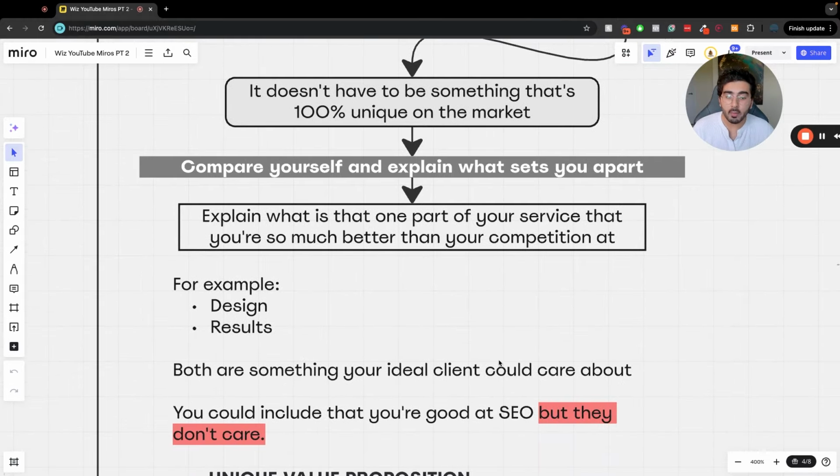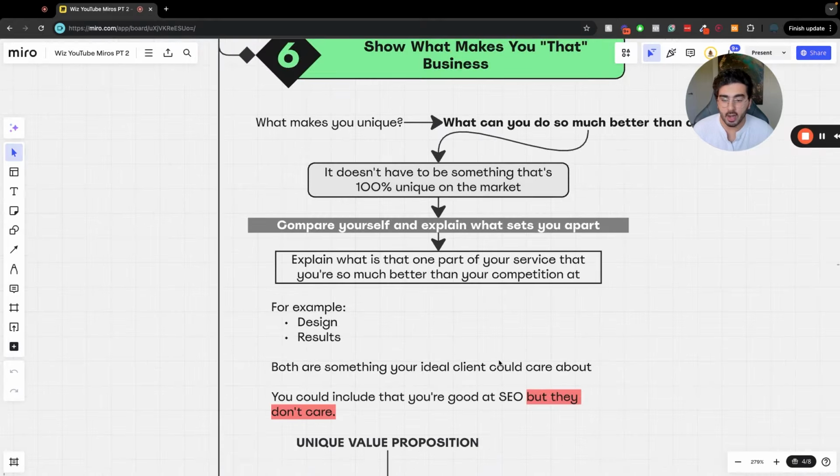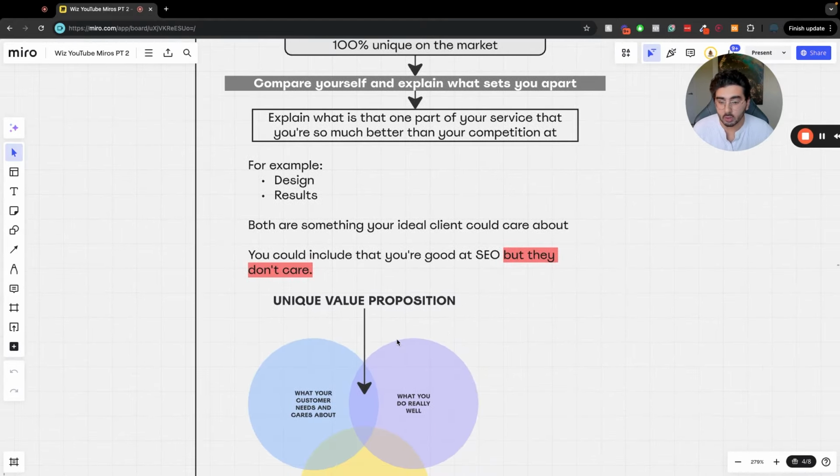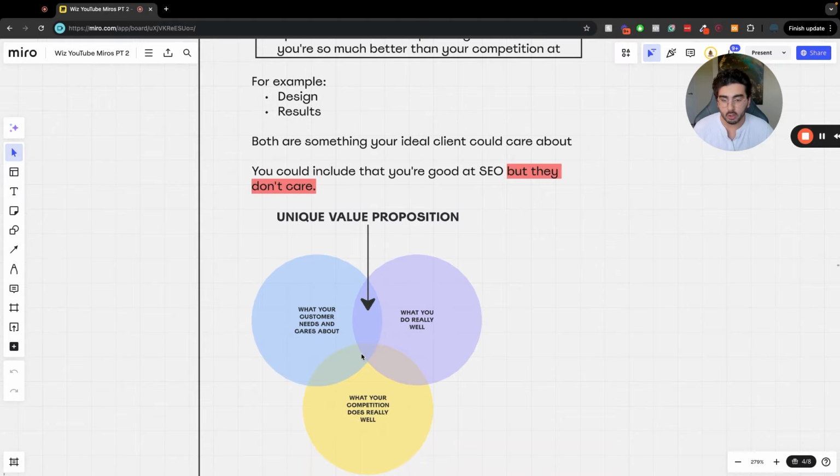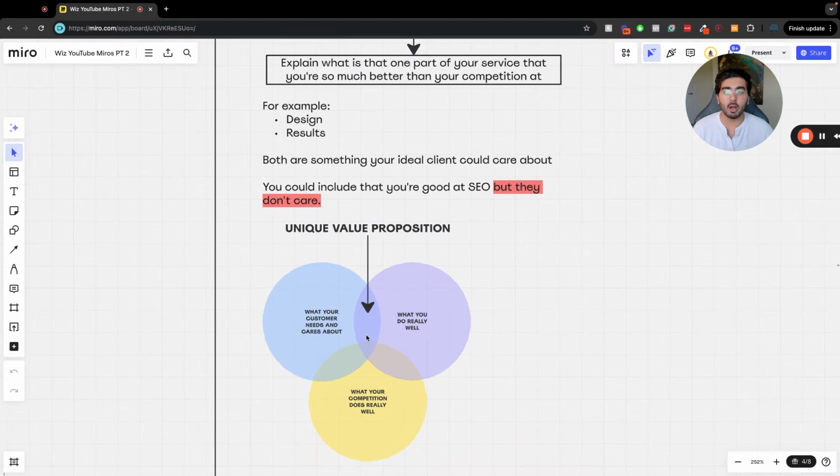Explain what is that one part of your service that you're doing much better than everyone else. For example, designs and results. Your unique value proposition is what you're going to be showing off here. Because you guys have to understand, results are just a commodity anymore.